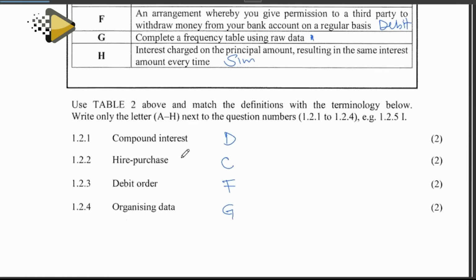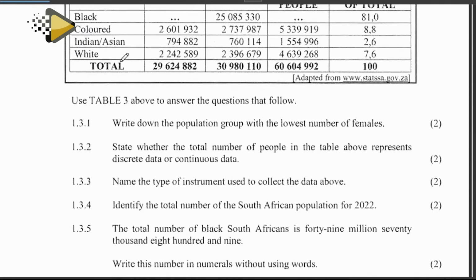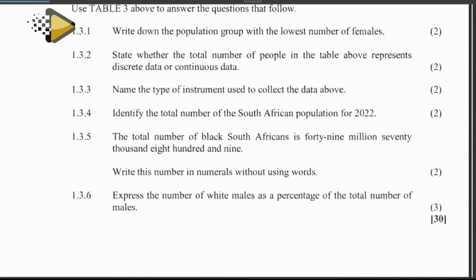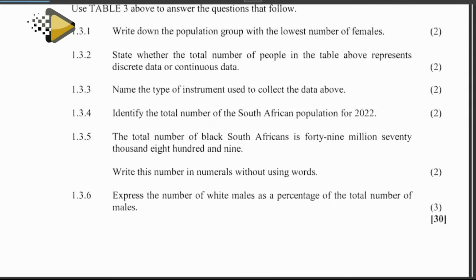Okay, we go on to 1.3. It's a table again. We have a table there that we have to look at and understand what's going on. Write down the population group with the lowest number of females. Come to your table there. Lowest number of females, we check. Females are here. The lowest number is this one here, and they are Indians. So we shall say Indian or Asian.